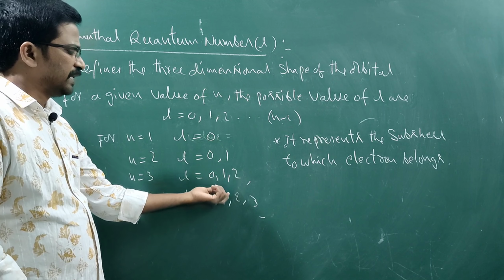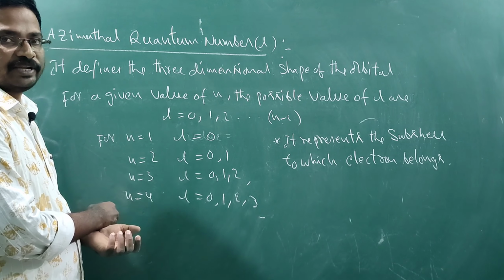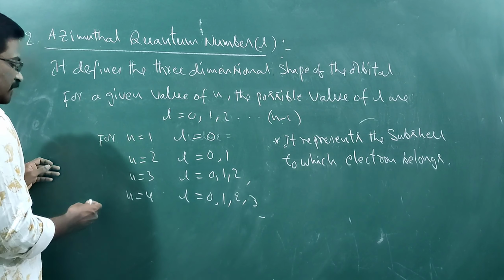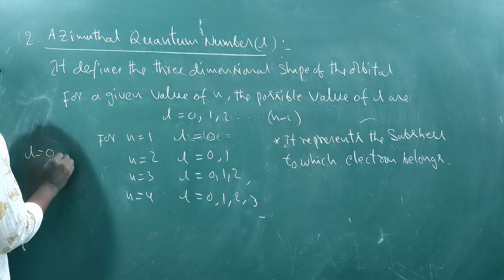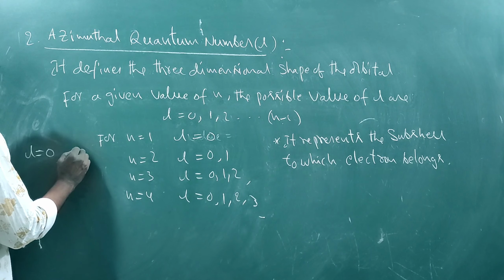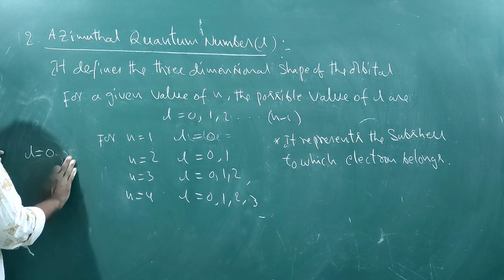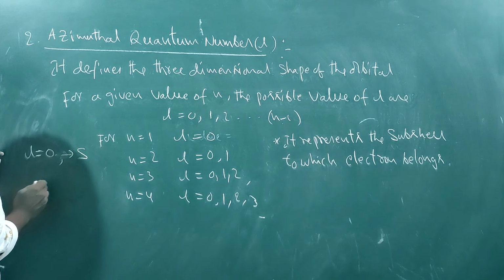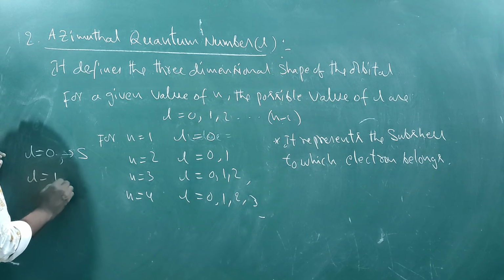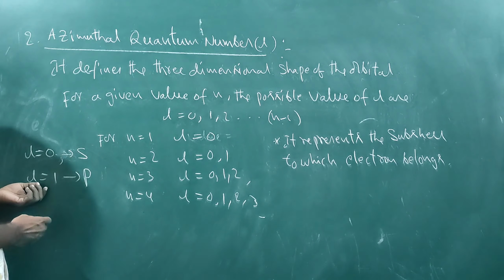These values indicate subshells. The L value indicates subshells. Let us write down. L is equal to 0 is known as the s subshell. L is equal to 0 means it belongs to the s subshell. For L is equal to 1, the electron is present in the p subshell.